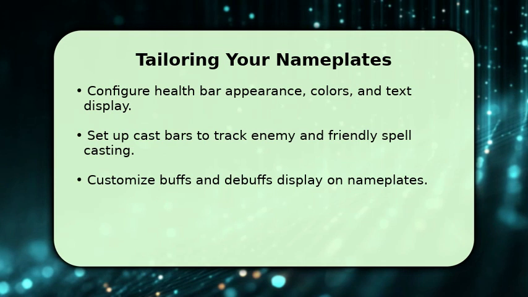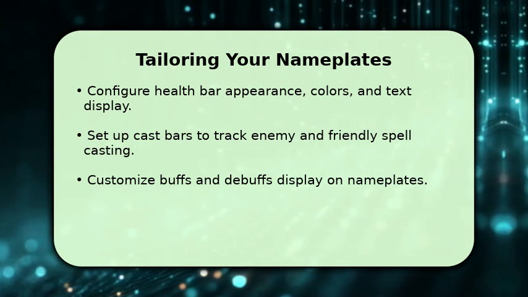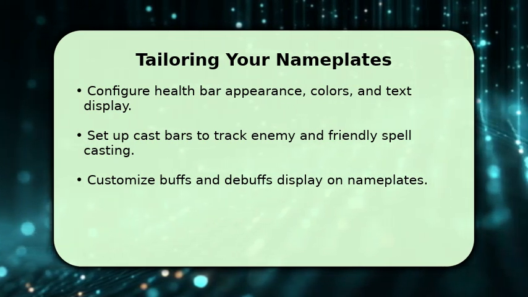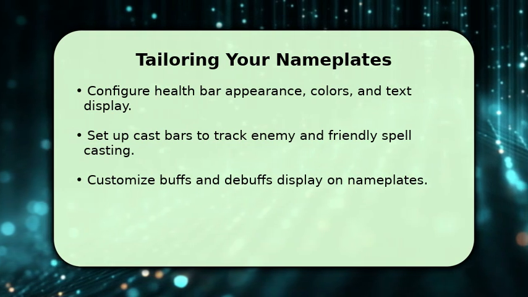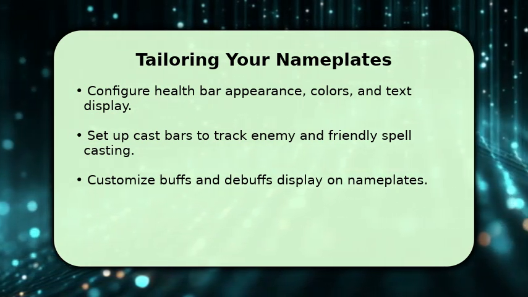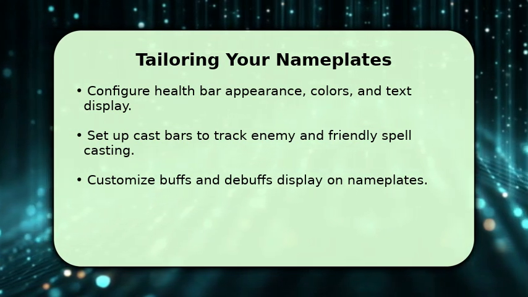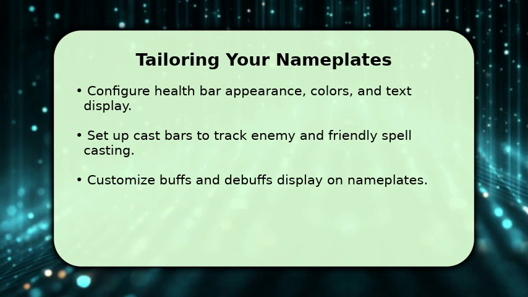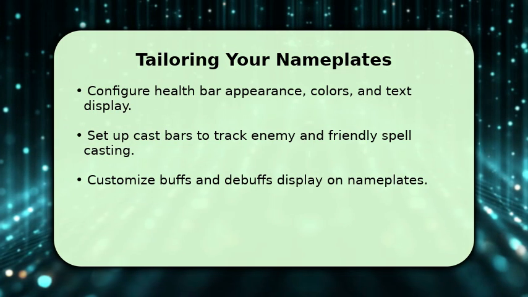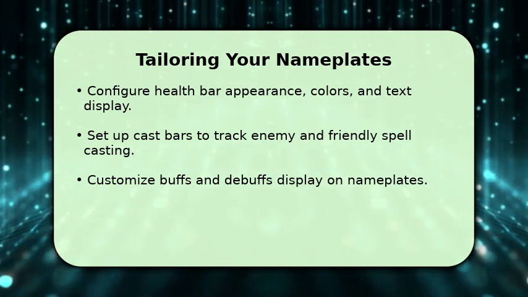Within the configuration menu, you can extensively customize health bar appearance, including colors based on unit type or health percentage, and the text displayed. Setting up cast bars is crucial for tracking important enemy and friendly spell casts, giving you a tactical advantage. Furthermore, you can fine-tune how buffs and debuffs appear on nameplates, perhaps showing only dispellable effects. Experiment with nameplate width and height to find your perfect balance of information and screen space.